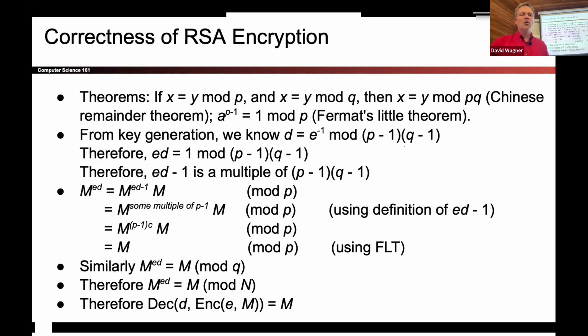Okay. So why does picking E and D in this way ensure that decryption undoes encryption? There's some number theory. And if you like number theory, I'll show you. And if you don't like number theory, you can just kind of zone out for 5 minutes.